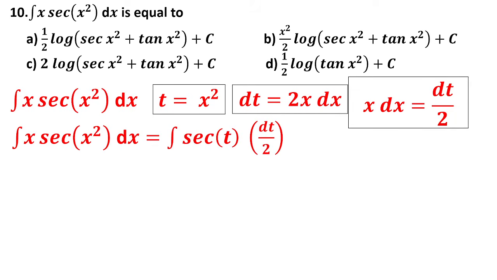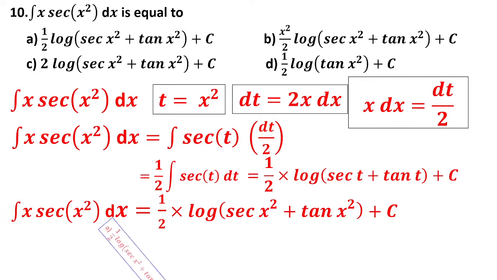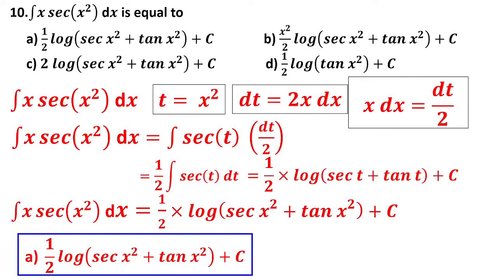Let us substitute now. It will become secant t into dt by 2. Now recollect the formula for integral of secant. Integral of secant is log of secant plus tan. Now replace t with x square wherever it comes. Therefore, you will get option A as the correct option. Now when you see all the options, all are a little bit confusing. Therefore, do it totally, then go to the options.